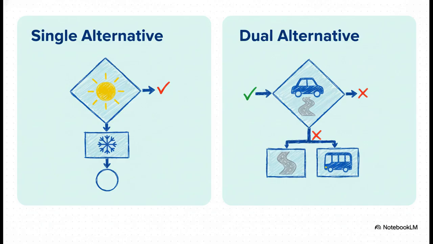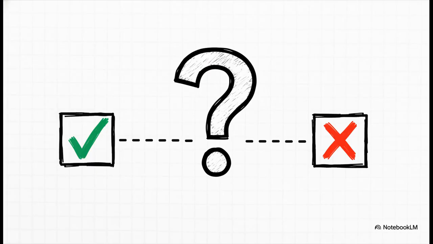Then you have the dual alternative, which gives you 2 distinct paths. If you have a car, you drive, else you take the bus. Both are incredibly useful. And in the world of code, this logic usually shows up with simple keywords like if, then, and else. Again, the exact words aren't what's important here. The key is understanding that the program is asking a question and choosing a path based on that answer.